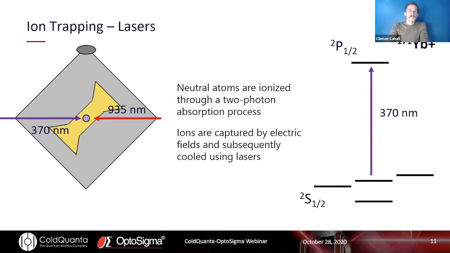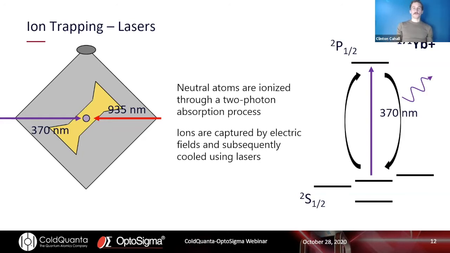And this transition is what's known as a cycling transition. As long as we keep the 370 nanometer light on the ion, it'll keep removing energy, and every time the ion moves from the P to the S state, it will emit a photon. And so the ion will fluoresce as long as we keep this 370 nanometer light on it. In that way, we can image the ion and measure its internal state.